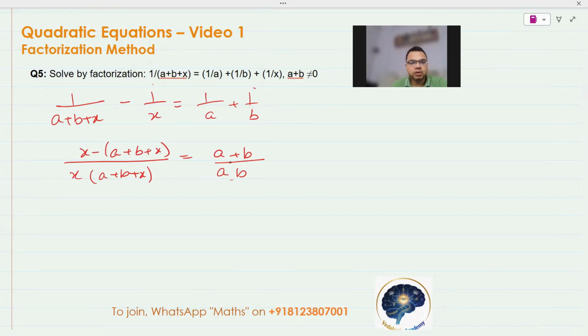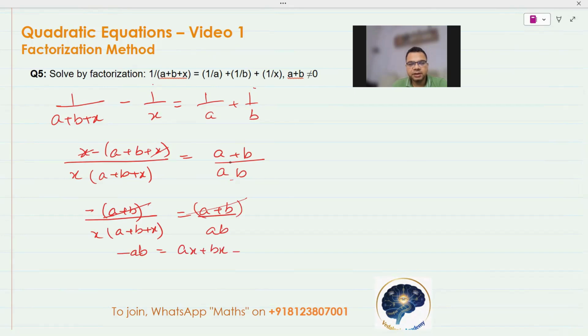Okay. So if you see here, this will get cancelled. So it becomes minus of a plus b, and this is a plus b. Just to make you understand, it is like this: a plus b plus x equals a plus b upon ab. So what I'm going to do here is remove this, and this is minus 1 into ab. So I'm going to cross multiply now. So this is minus 1 into ab, which is minus ab, equals, and I take it up. So it becomes ax plus bx plus x squared.